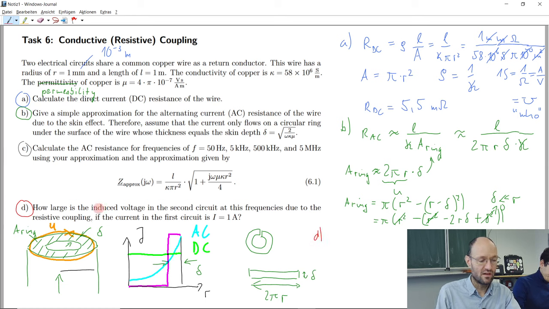And in D, we should calculate how large is the induced voltage in the second circuit at these particular frequencies that we just calculated, if the current in the first circuit is 1 ampere. So two electrical circuits have this copper wire, from which we just calculated the resistance, as a joint mutual return conductor. And the first circuit is operated with 1 ampere. What is the induced voltage in the second circuit? And it's a very simple formula to calculate this. So we have some current. We have some resistance. How do we get voltage?